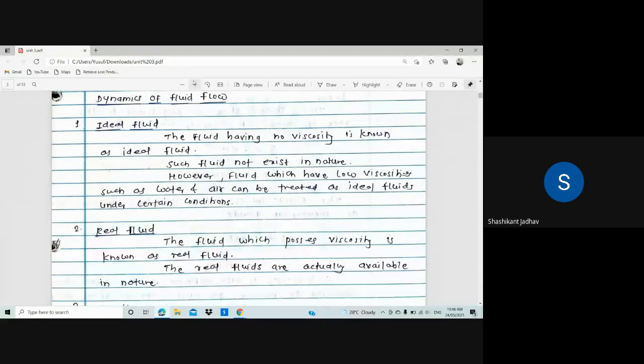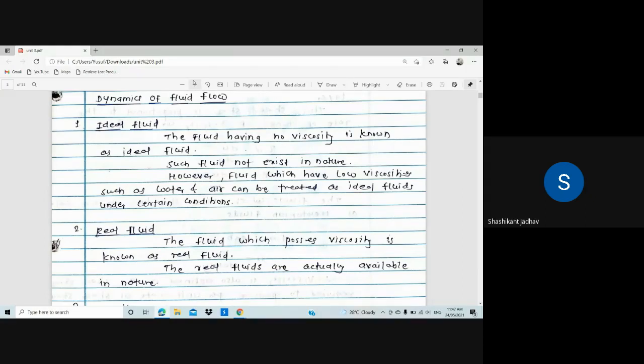The fluid having no viscosity is known as ideal fluid. Full stop. Next line.